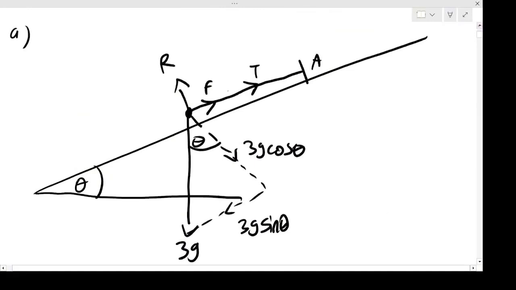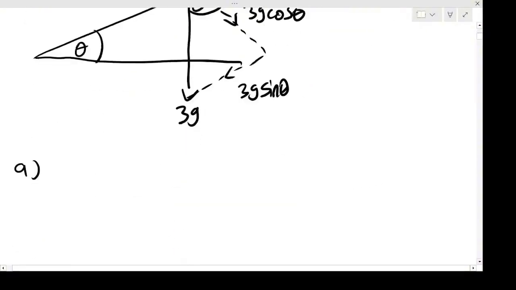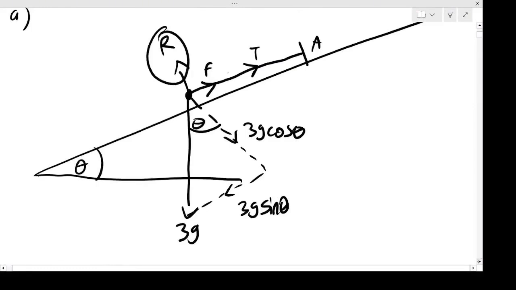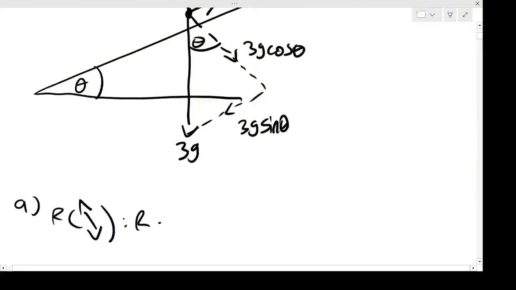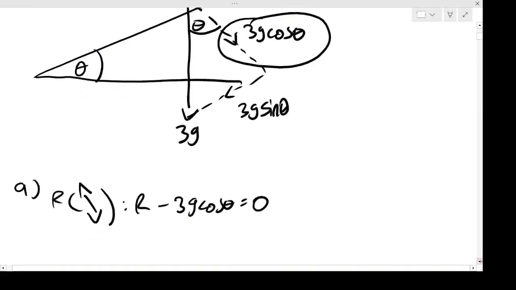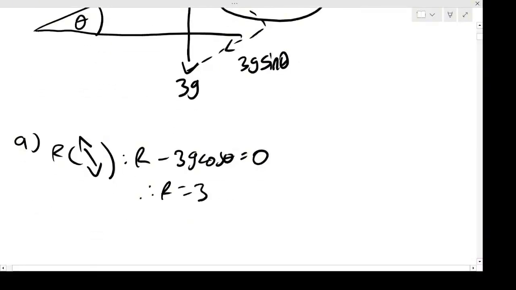So firstly, what I can do is resolve in this direction, perpendicular to the slope. We've got the reaction force acting that way. Then the opposite is going to be the 3g cos theta. And there is no acceleration involved, so it's going to equal 0, so therefore R is 3g cos theta. But we want an actual number for R, so that's going to be 3 times 9.8 for g.